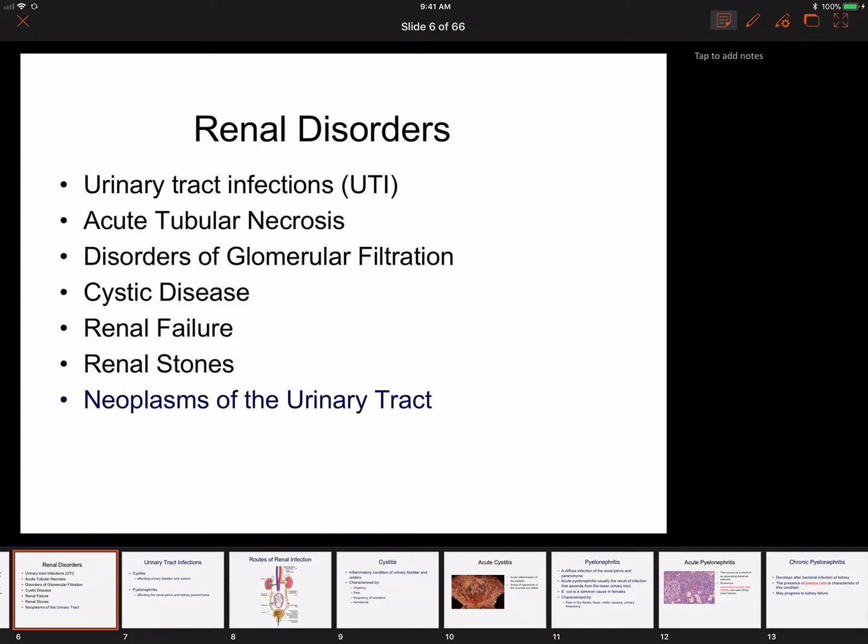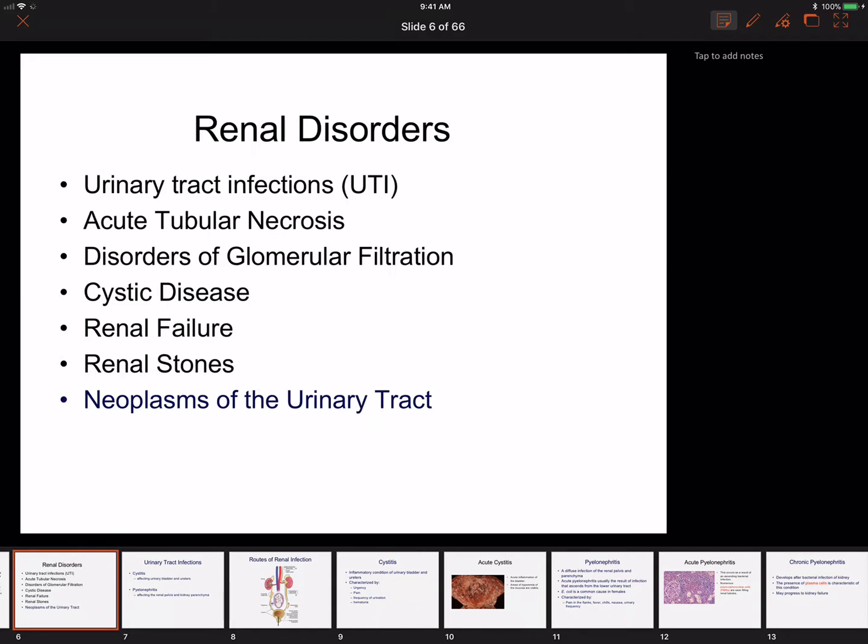Alright, so today we're going to review renal disorders. We're going to start with general infections, then we'll transition to various disorders that could trigger renal failure, and then we'll conclude by examining the key neoplasms that we see in the renal system.